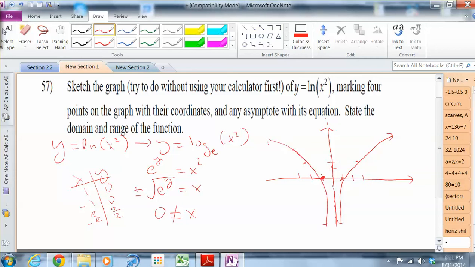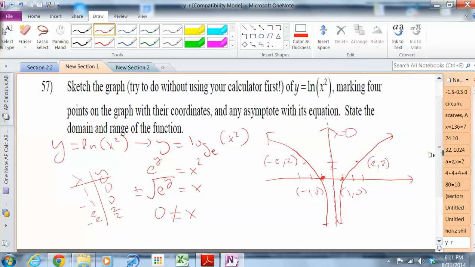So here's how our graph would look. Again, we have points at (1, 0), (negative 1, 0), (e, 2), (negative e, 2), and an asymptote at x equals 0.